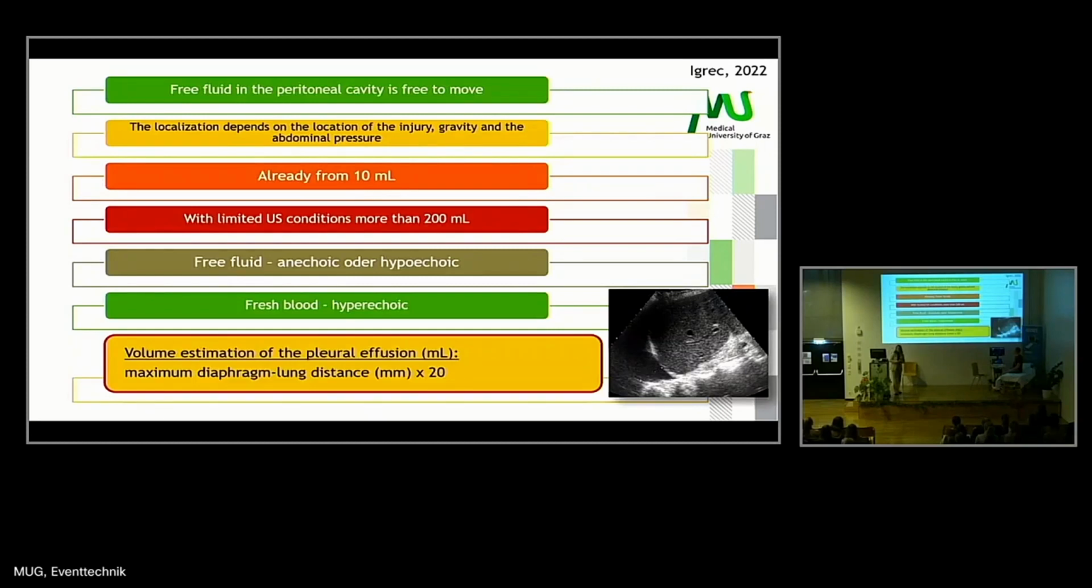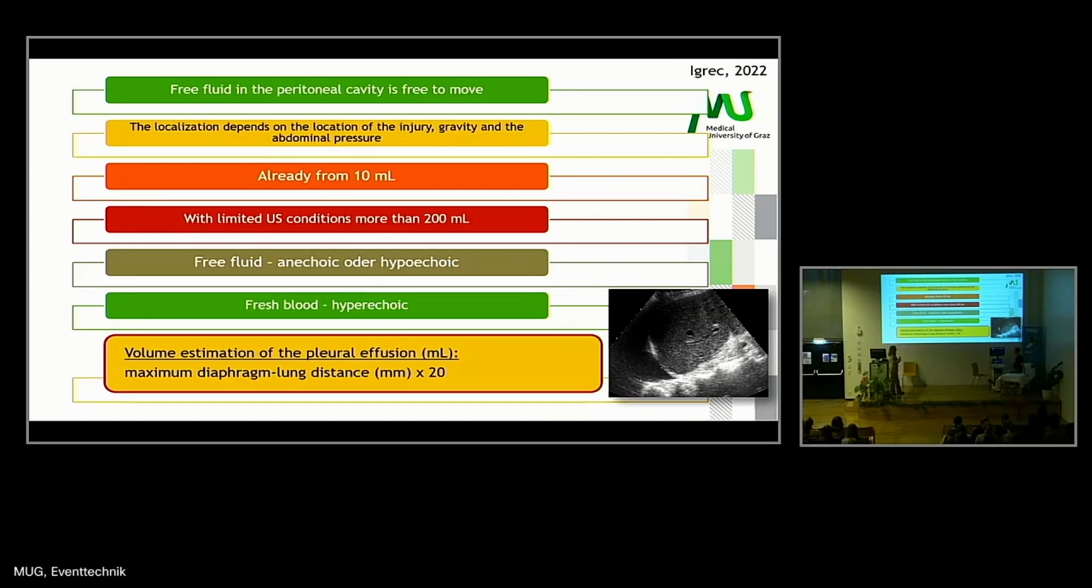What are the facts of this ultrasound? Free fluid in the peritoneal cavity is free to move. So its location depends on the injury and the abdominal pressure. Always, when the patient lies on his back, the diaphragm is going to suck this fluid up above. And that's why the most sensitive position to look for fluid is underneath the diaphragm. So we can already detect down to 10 milliliters. It is really, really small amount, but you need to be really experienced.